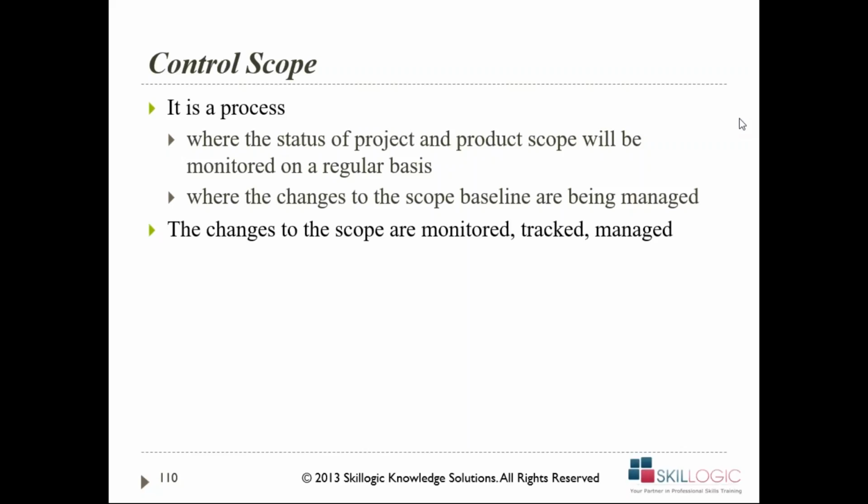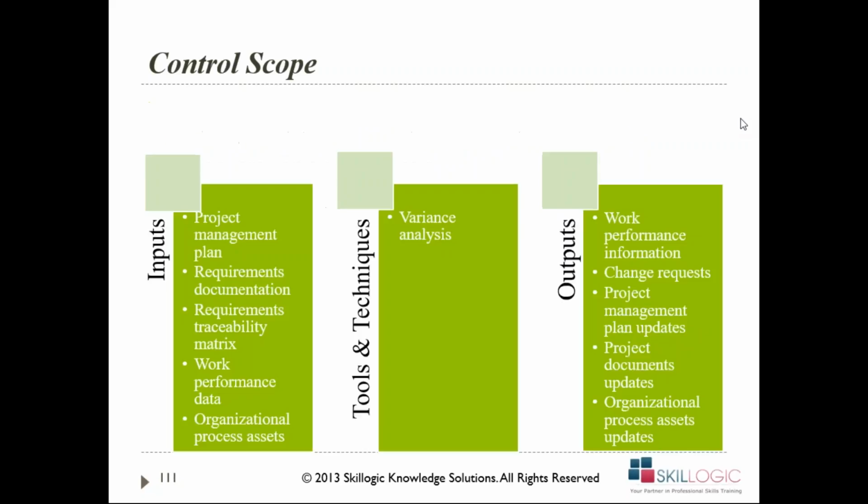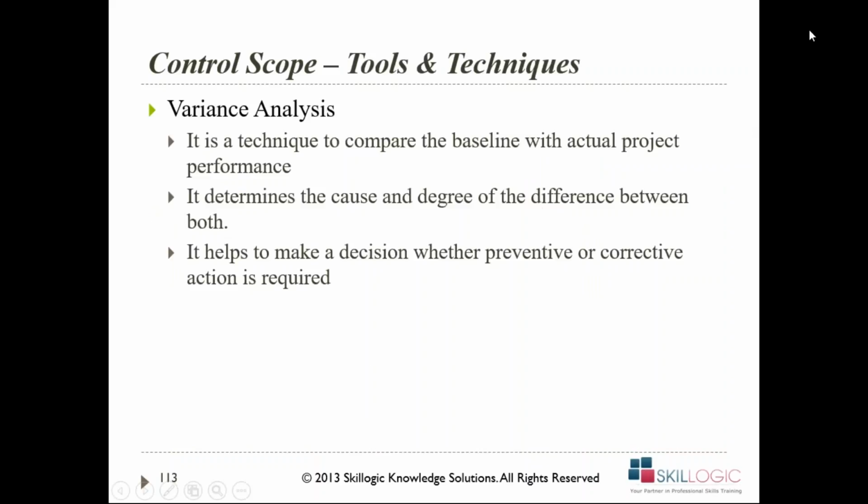To monitor if we are on track or not, what do we do? We do the variance analysis, right? How much are we varying? Are we on track? Are we varying too much from what we were supposed to develop, or are we not varying? So that becomes a variance analysis. So what is variance analysis? Let's spend a few minutes on the variance analysis. It is a technique where we compare the baseline with the actual project performance. It determines the cause and degree of the difference between both, and it helps make a decision whether preventive or corrective action is supposed to be taken or not, right? So that is my variance analysis.